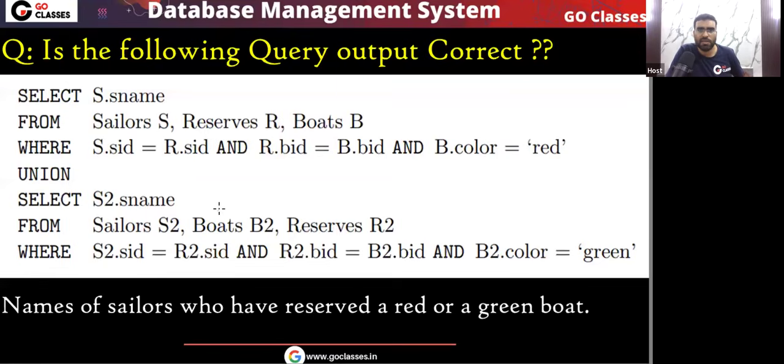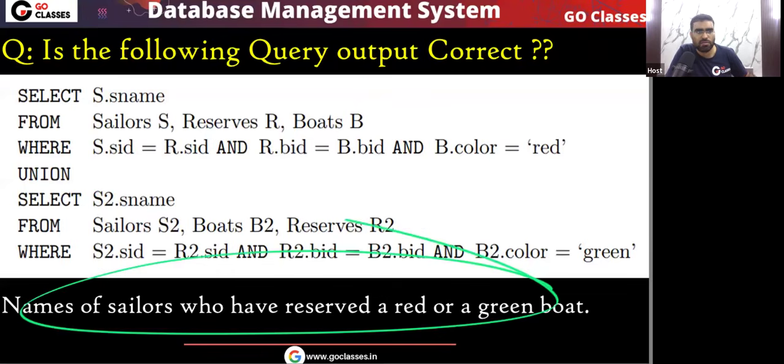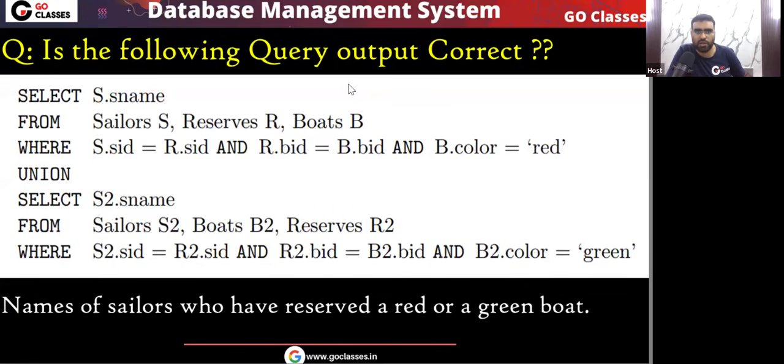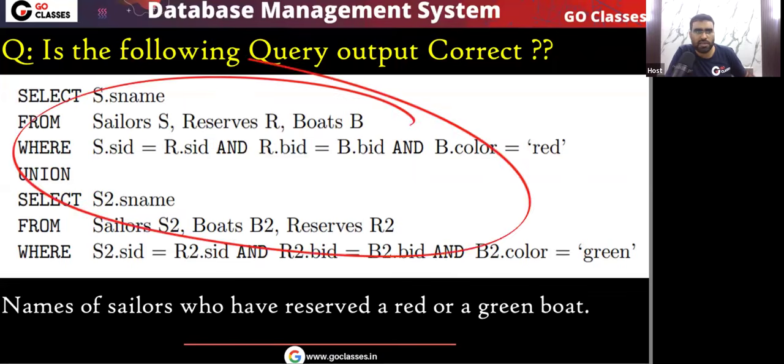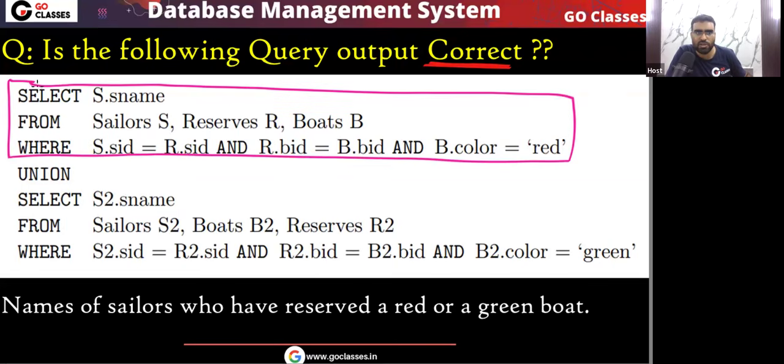Now let's move on. Tell me the answer for this query. For this query, can I say this is the output? Is the following query output correct? Is this correct output? Think about it and tell me. Tell me what this is doing. See, there is union here. Just simply tell me what this is doing.